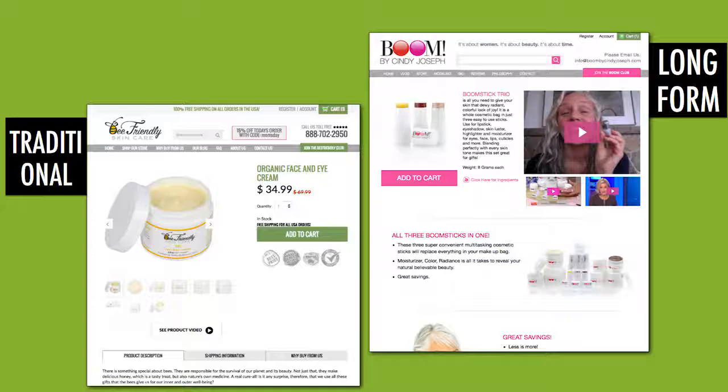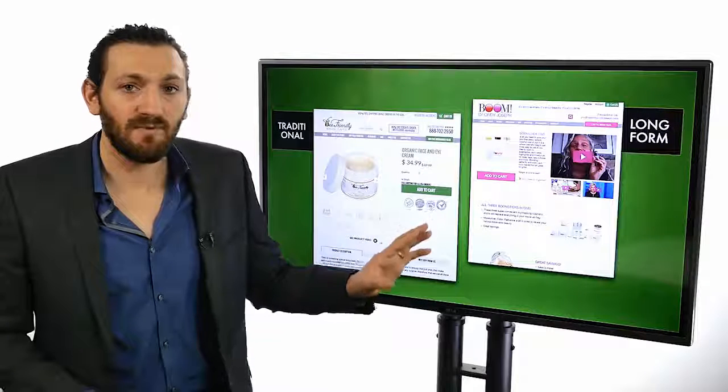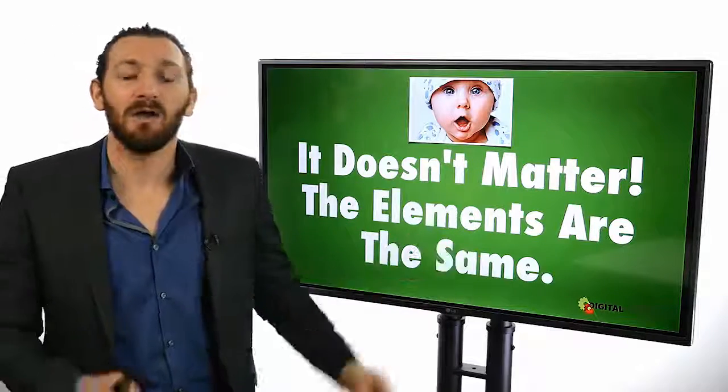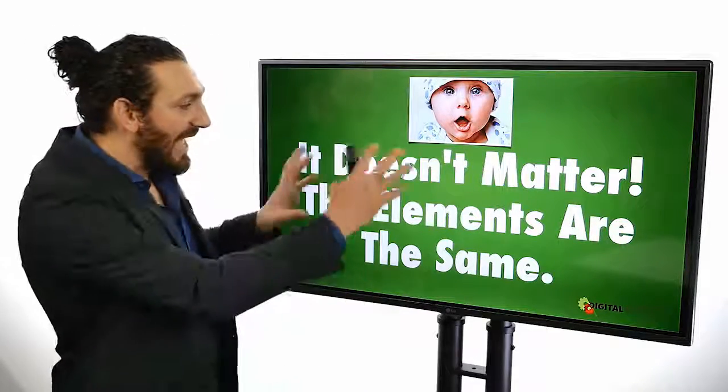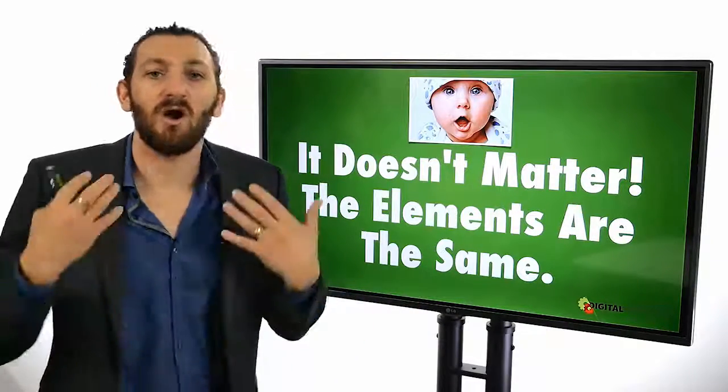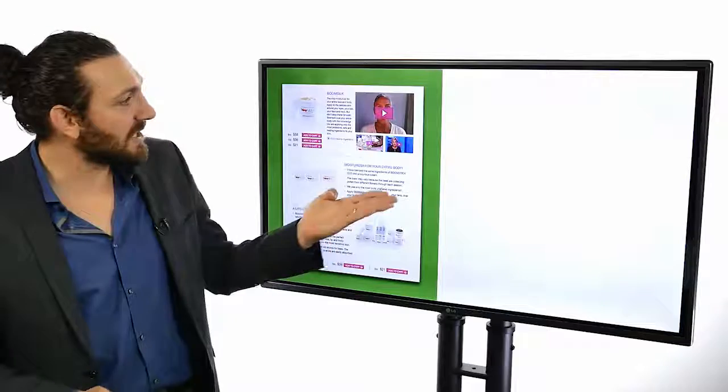Now, the reason these pages perform the same, now you'll notice I use long form on Boom, I use traditional on BeFriendly, and I use traditional on my other e-commerce properties as well. The reason they perform the same is because the elements are the same. So it doesn't matter which one you use because the elements of the pages, the actual structural elements that I'm going to take you through are the same elements. So let's look at what those elements are.